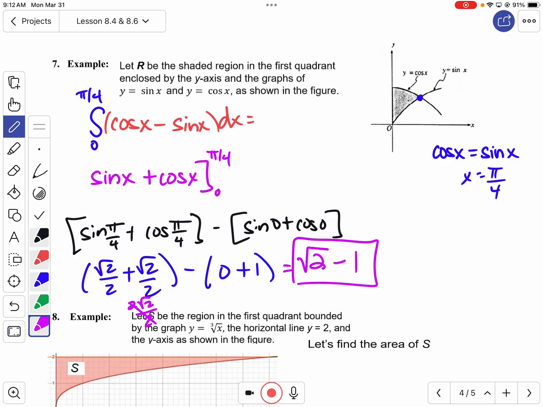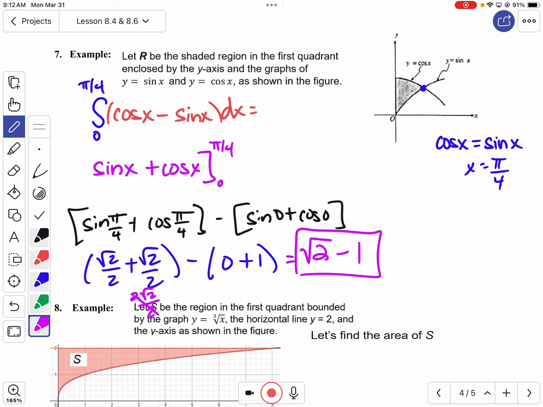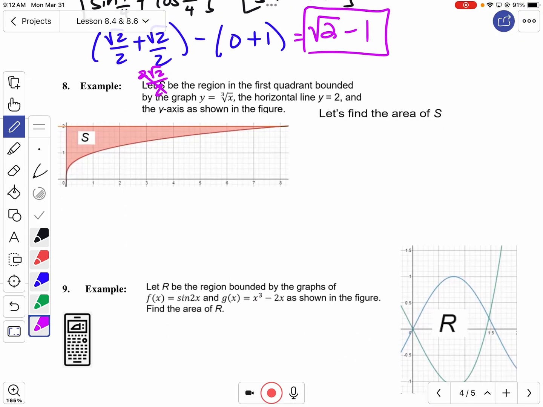Good. All right, let's do one more without a calculator. Then we're going to get to the calculator ones. They're my favorite.